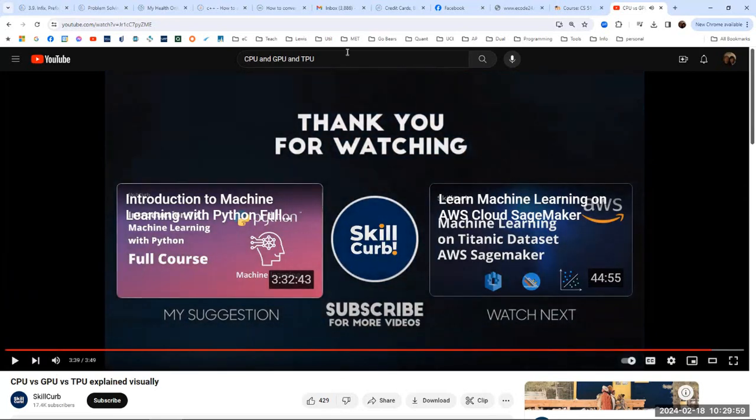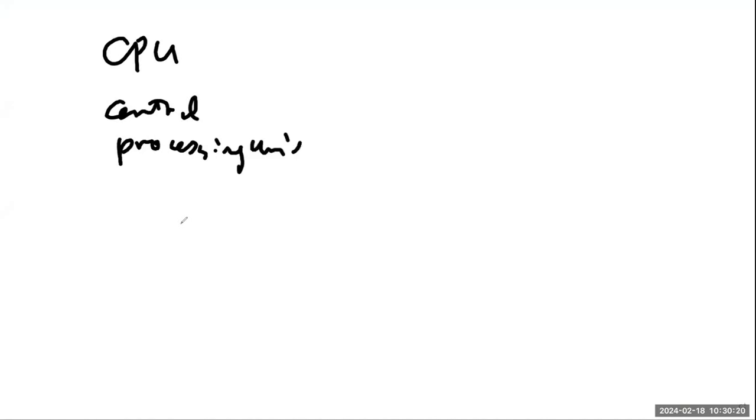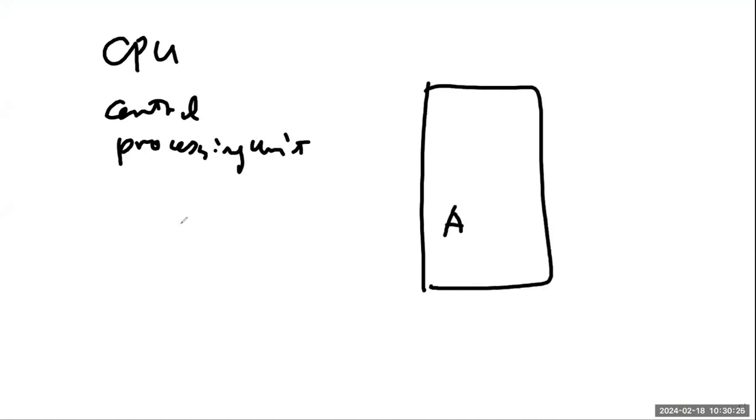Okay, this one explains what is GPU, what is CPU, what is TPU. So let me rephrase it a little bit. CPU is a central processing unit. Okay, so inside a CPU, you have something called a loop.